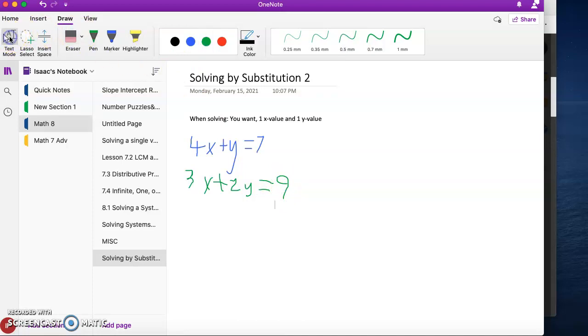Alright, so step 1 is technically optional, but it helps. Step 1, number your equations. So I'm going to call this guy right here number 1, and I'm going to call this green one at the bottom number 2.